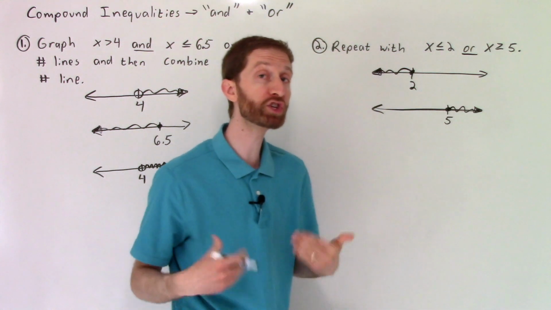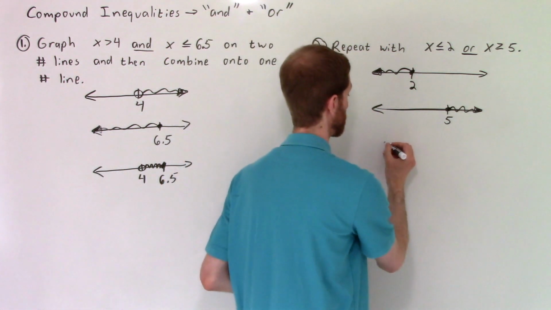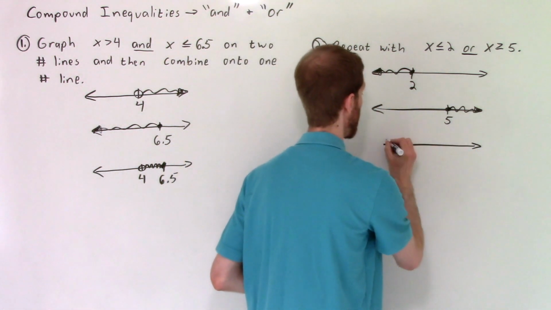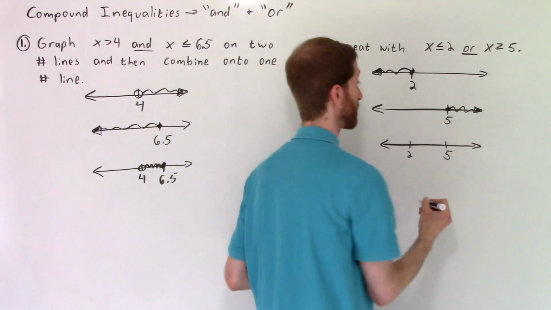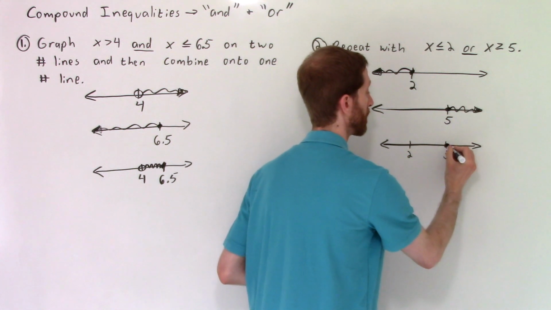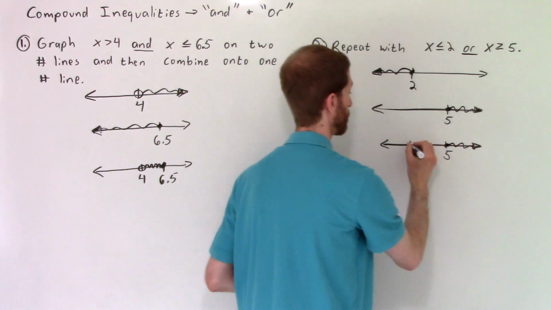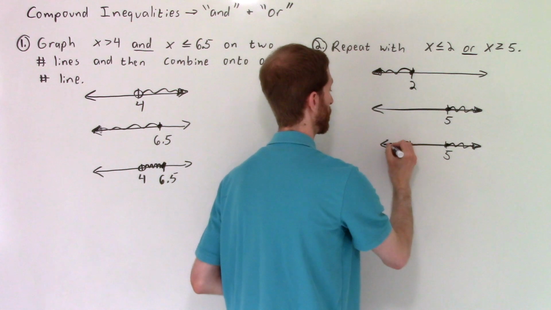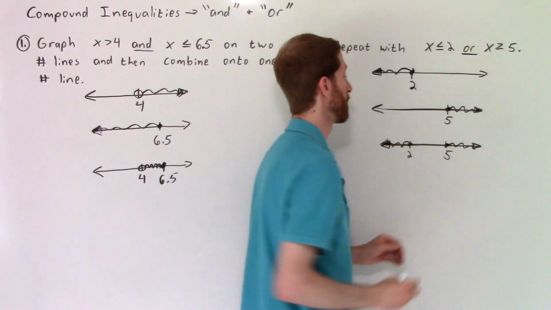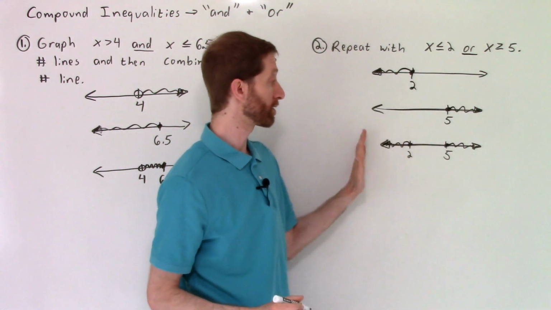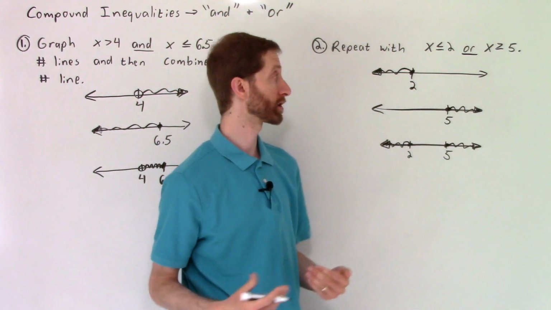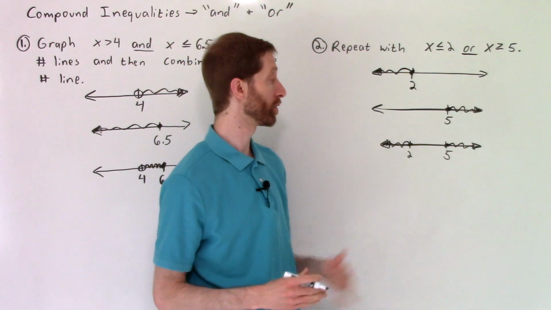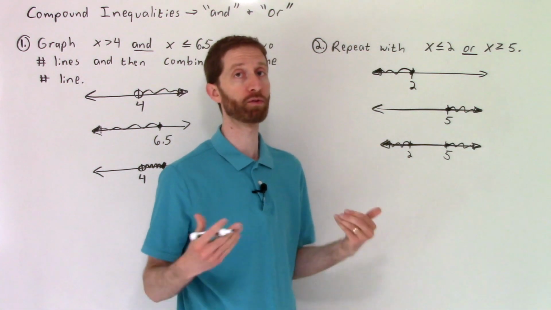So both shadings should be included in our final answer. And that's why I'm going to have both the 2 and the 5, and there's not going to be necessarily overlap here. So I include both shadings and don't look for an overlap. So any number less than or equal to 2 or greater than or equal to 5 works and makes this inequality true, and that's why our graph contains both graphs.